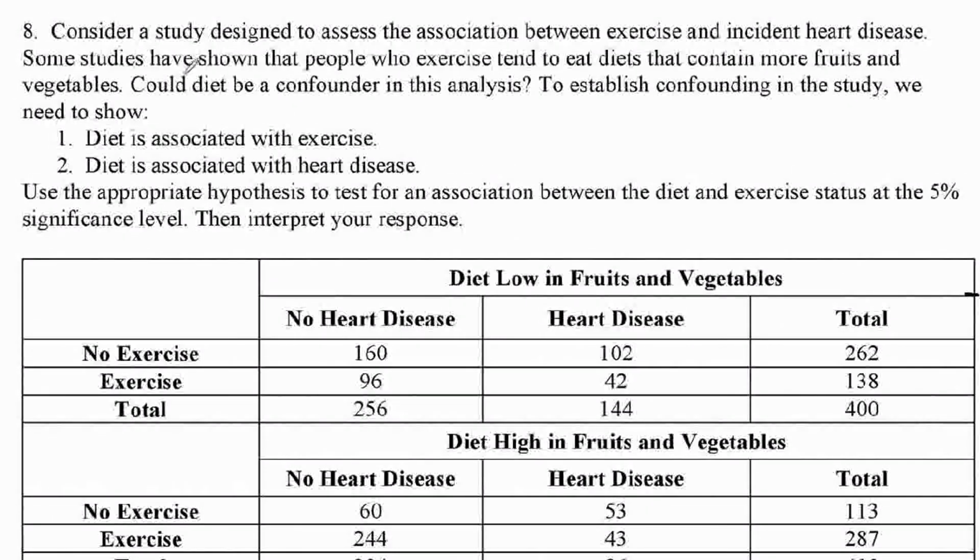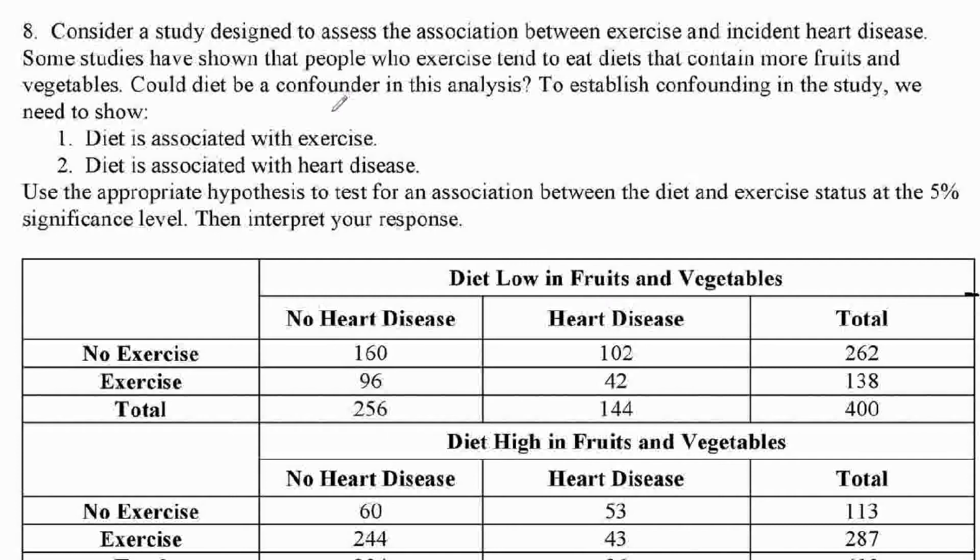In example number 8, we are looking at a study that's designed to assess association between exercise and incident heart disease. Now, some studies had shown that people who exercise tend to eat diets that contain more fruits and vegetables, so better diet because they're more health conscious. So we're asking the question, could diet be a confounder in this analysis?